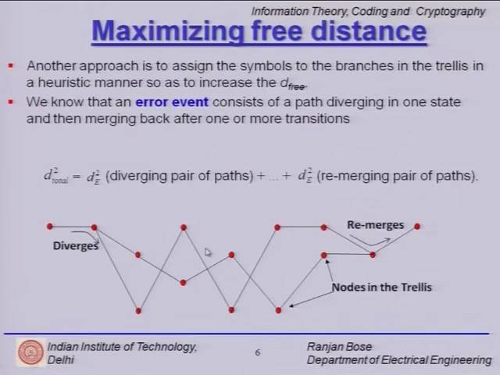Now, in order to maximize the d free, we would like to make sure that the two most closely resembling paths are separated maximally. We do not know what happens in between, but at least the diverging and the merging back paths need to be maximally apart in terms of the Euclidean distance. Here we look at the squared Euclidean distance because we take the total of all the branch labels.